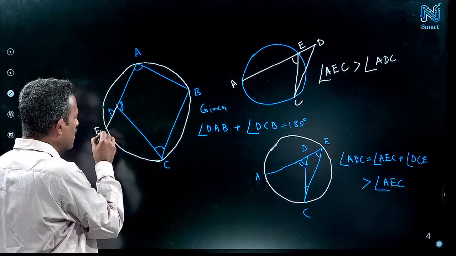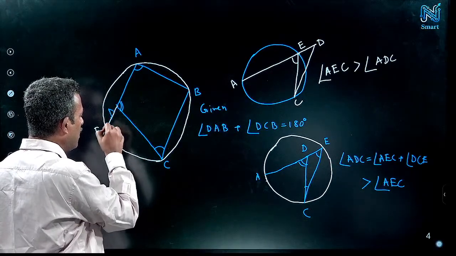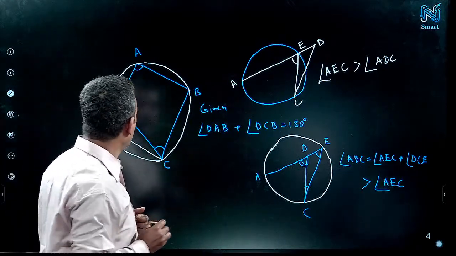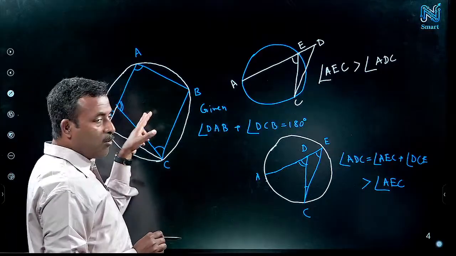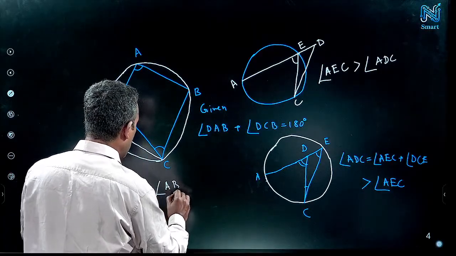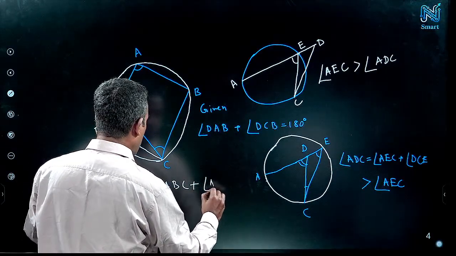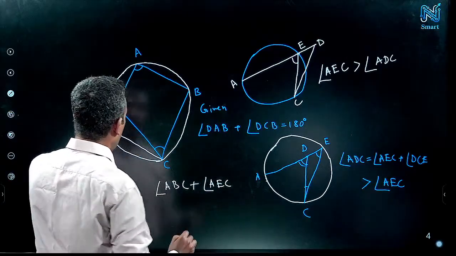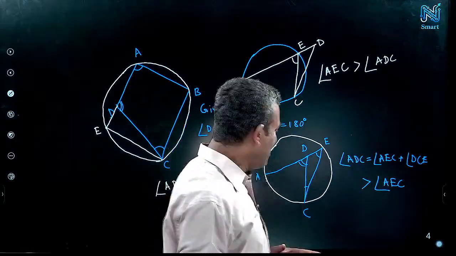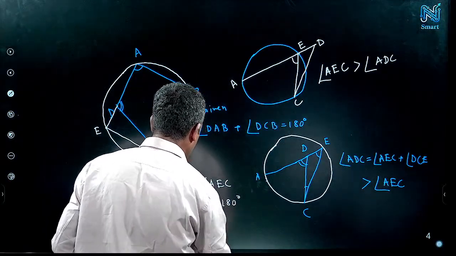Now say E is the point on the circle such that ADE is collinear. Now join this. Now clearly we already proved, what do we prove? That angle ABC plus angle AEC, now A, B, C and E are concyclic, so this is 180 degrees, that we know from the previous theorem.